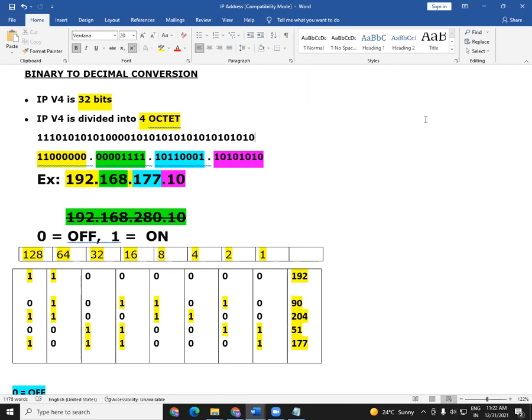I repeat, how to convert a binary number into a decimal number. That is what we need to see. So to convert a binary number into decimal, why are we converting first of all? If you convert a binary number into a decimal number, you will come to know how many decimal numbers we can use. What is the value we can use?